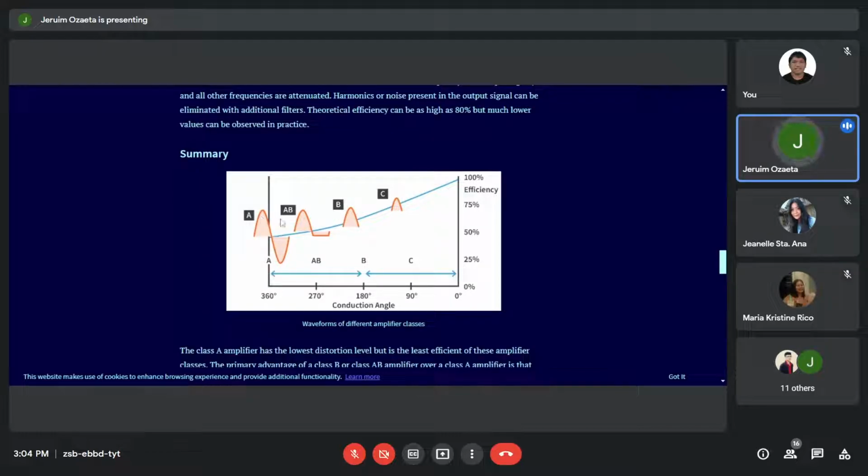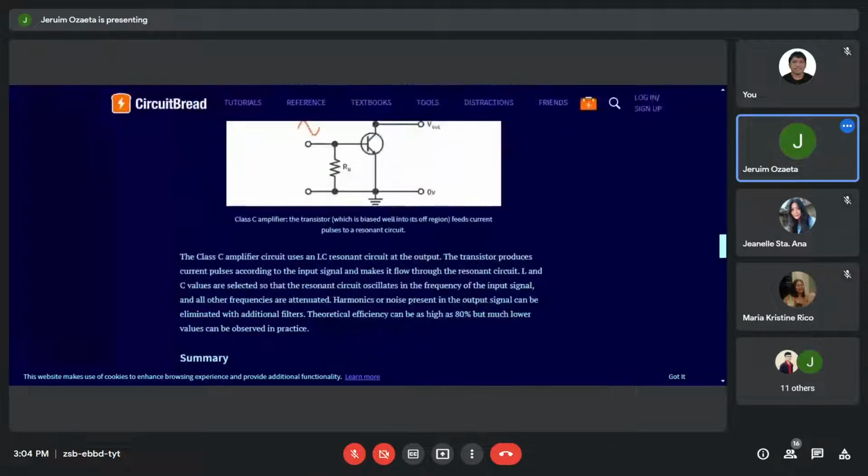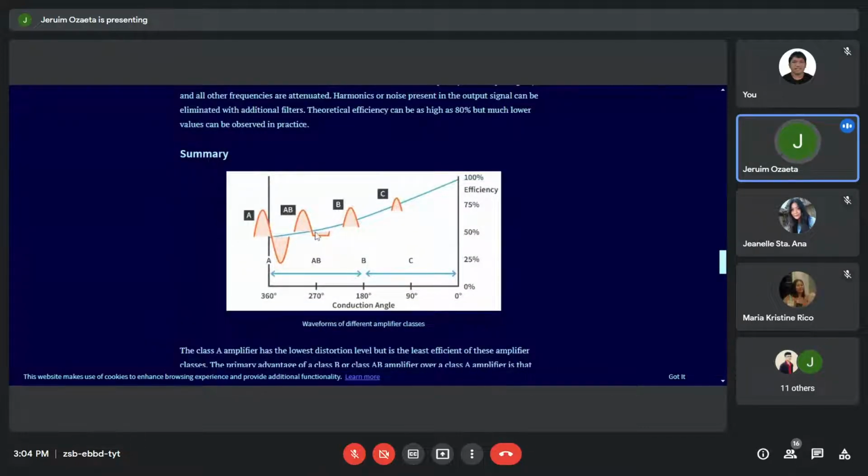In class AB, there will be times that there is no conduction at certain positions, certain degrees of the time, so that there is no faithful reproduction of the input signal. Just as in B, so much so in class C.